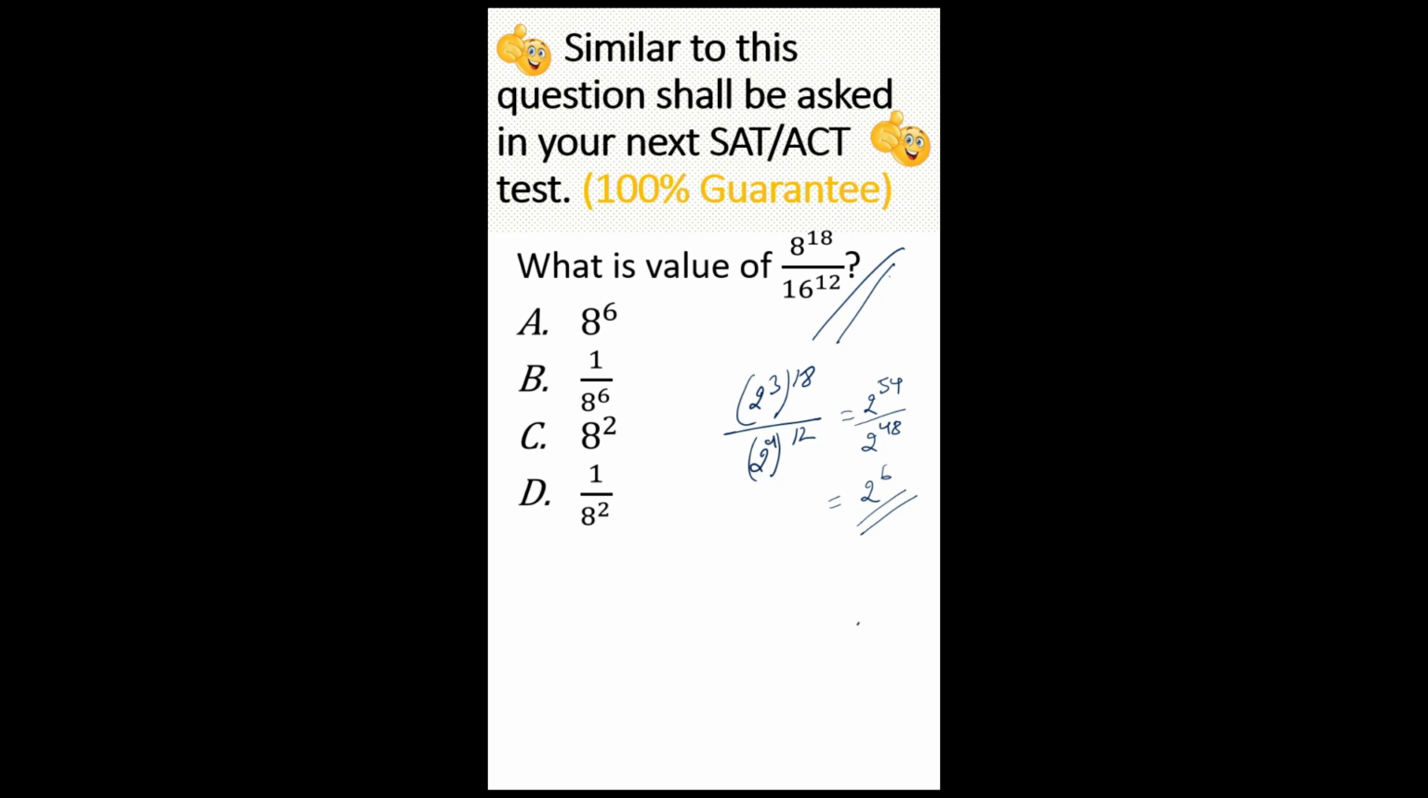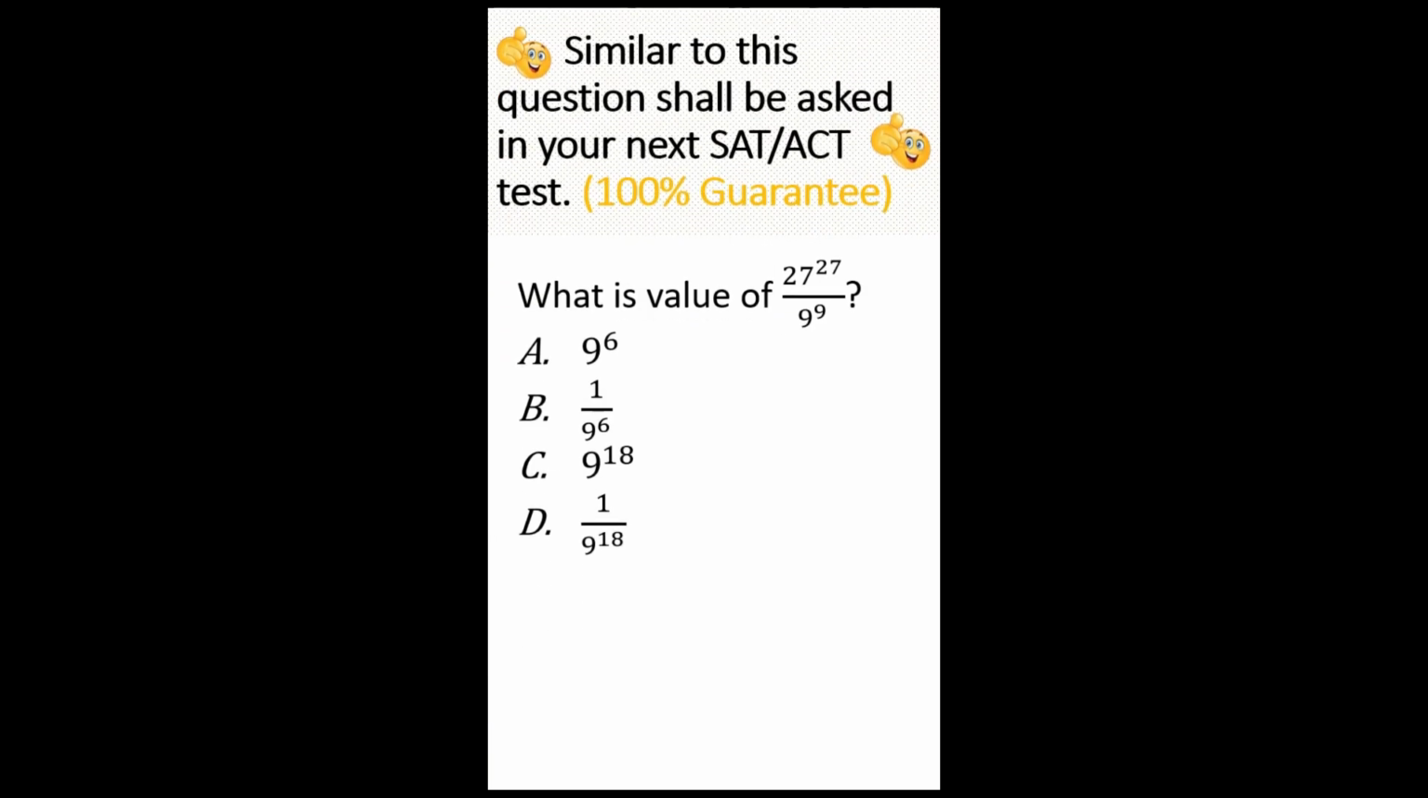Now when you check the options, you do not have this. And now let's see about option C. This option C, in fact, is 8 raised to the power 2, and I can write it as 2 raised to the power 3, all of this raised to the power 2, which is simply 2 raised to the power 6. So you see this option C is in fact the right answer.